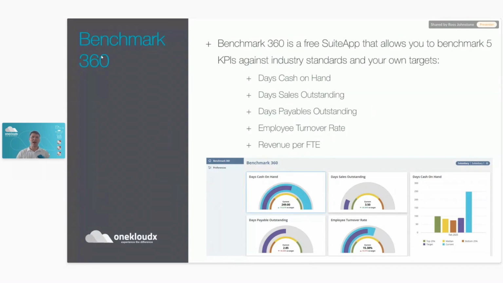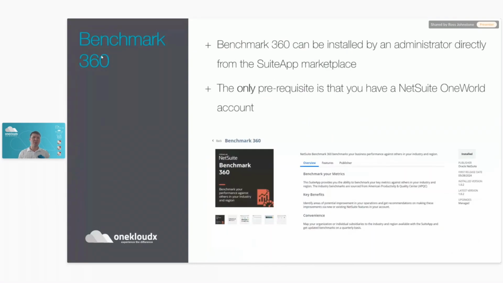Now, the 5 KPIs that come with this 360 dashboard are days cash on hand, days sales outstanding, days payables outstanding, employee turnover rate, and revenue per full-time employee. Now, the Benchmark 360, again, can be installed by your administrator directly from the SuiteApp Marketplace. And unlike the Cash 360, the only prerequisite for Benchmark 360 is that you have a NetSuite OneWorld account. So this should be available to most, if not all of you, on today's call.